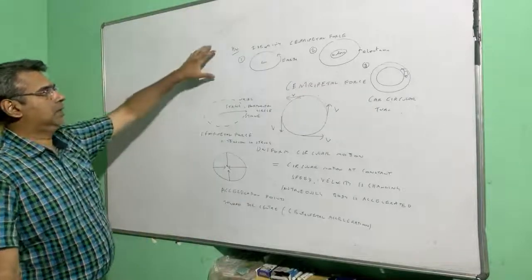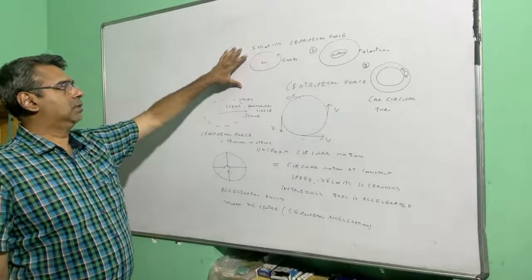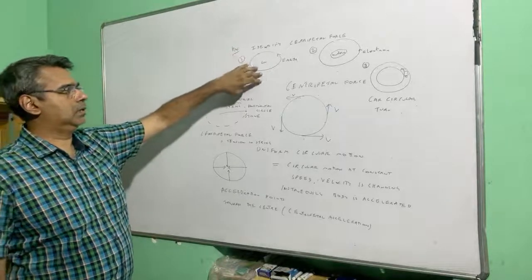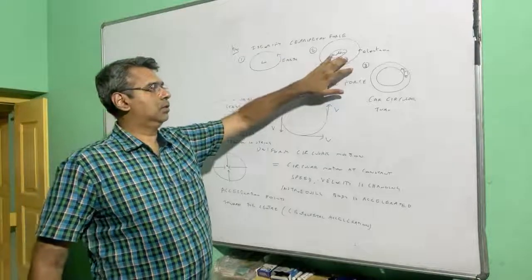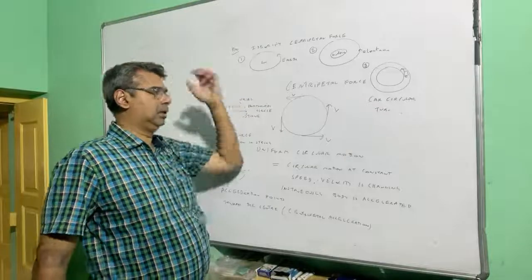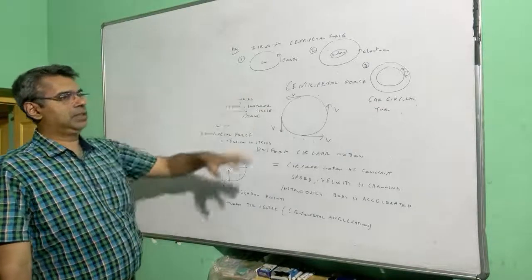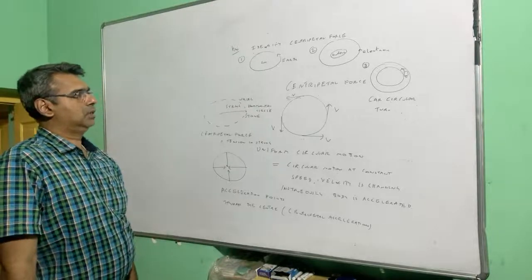So these are the three homework questions. Once again, identify the centripetal force. Number one, earth is going around the sun. Number two, electron is going around the nucleus. And number three, a car is taking a circular turn. You will have to just identify in each of these three cases what the centripetal force is.